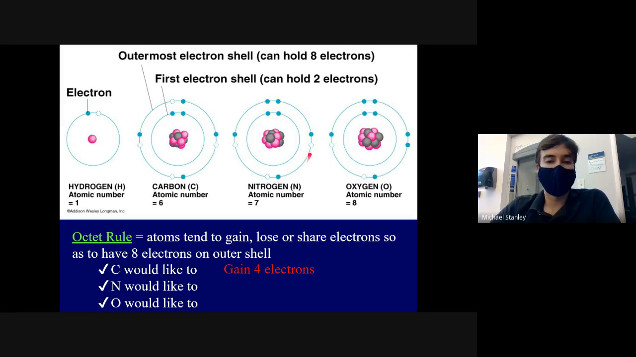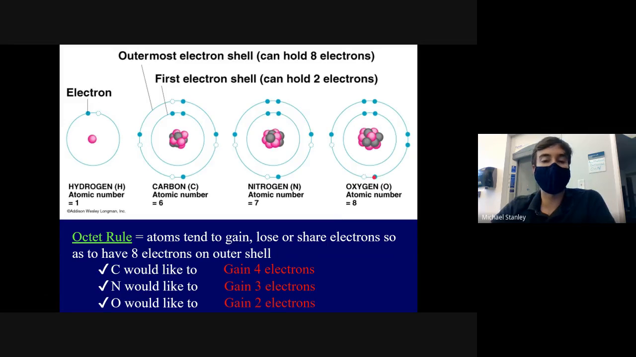Nitrogen has 1, 2, 3, 4, 5 valence electrons, and 1, 2, 3 spots available. So nitrogen wants to gain 3 electrons. It already has 5 out of 8 on the second shell. If it could do something with other atoms to get 3 more electrons, then it could get up to that magical 8 number and fill in the octet. So nitrogen has 5 valence electrons and wants 3 more to get up to 8.